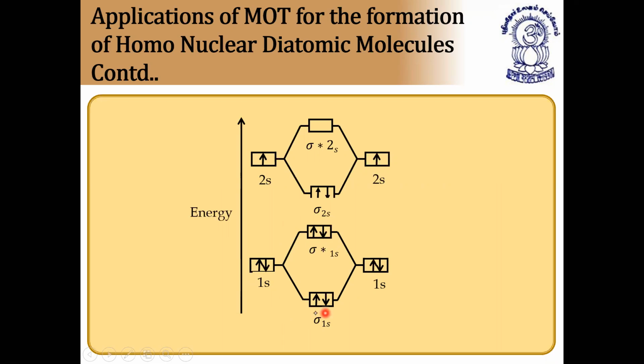Only upward arrows indicate sigma 1s is 2. The downward arrows indicate sigma star 1s is 2. You can see the difference. The upward arrows have sigma 2s is 2 only. If you had sigma star 2s is 2, then you would get downward arrows there. So upward arrows indicate sigma s orbitals and downward arrows indicate sigma star s orbitals. I hope it is clear.